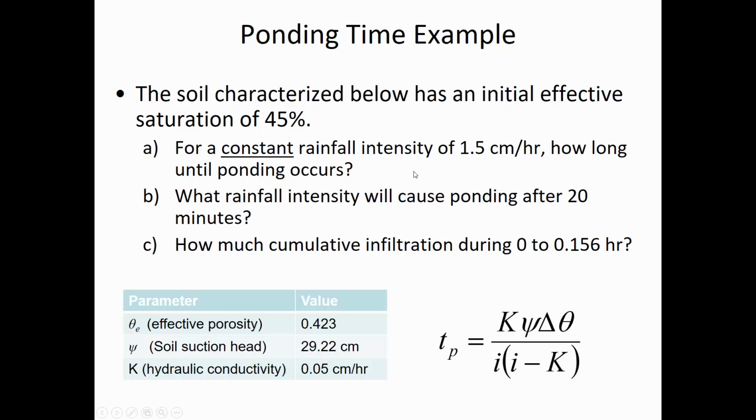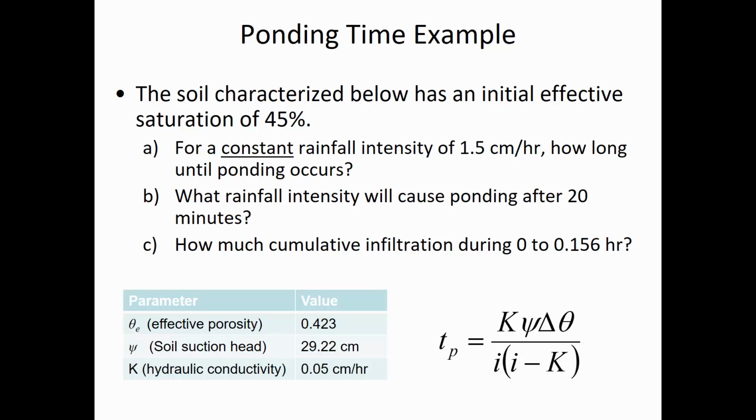So what rainfall intensity would cause ponding after 20 minutes? Now, if we wanted to find out what rainfall intensity is going to cause ponding after a different amount of time, in the first part we said 1.5 centimeters per hour. What if we don't know the rainfall intensity, but we know that we're talking about a T sub P of 20 minutes? That is a third of an hour, 0.333 hours. Then I equals what in a situation like that?